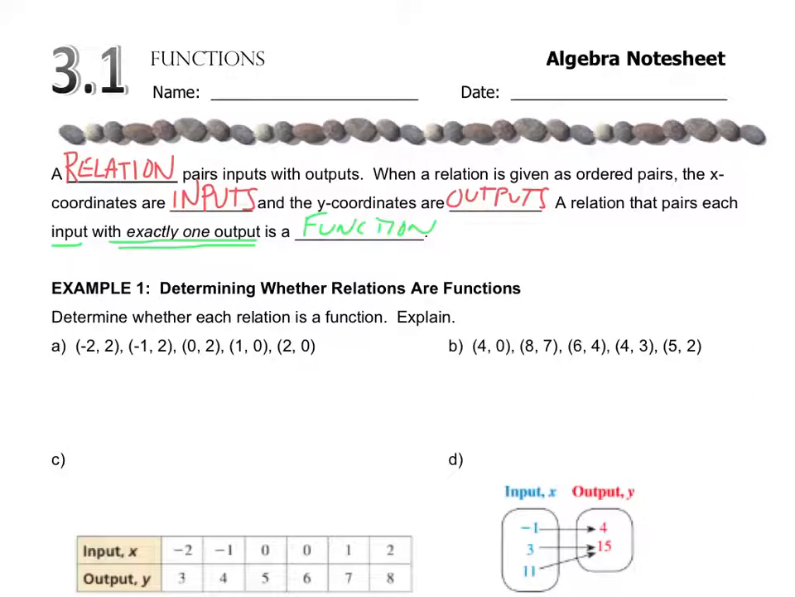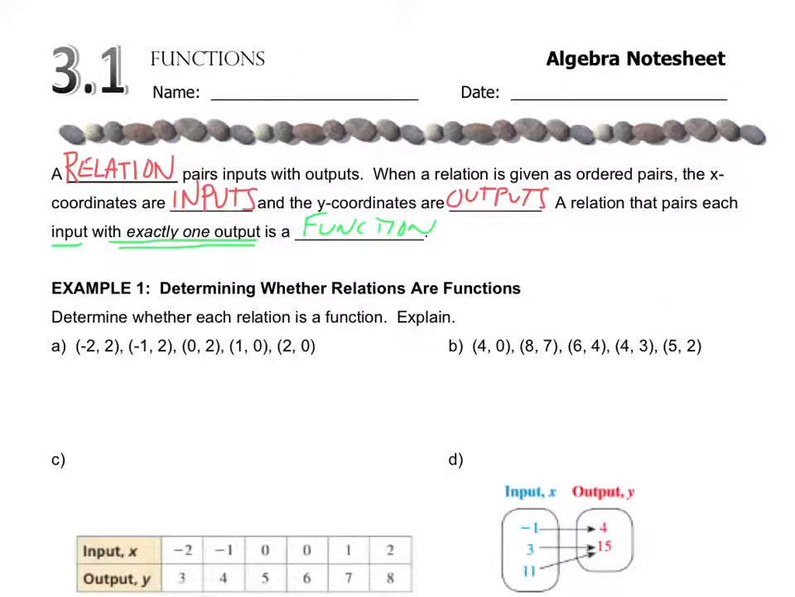So anything that pairs inputs with outputs is a relation. Some of the relations are also functions if every input only has one output. So we'll talk about some of the differences as we go. So determine whether this relation is a function. So again, these are all definitely relations because I see x and y's and all these are ordered pairs. So these are all relations for sure. The question is, are they a function?